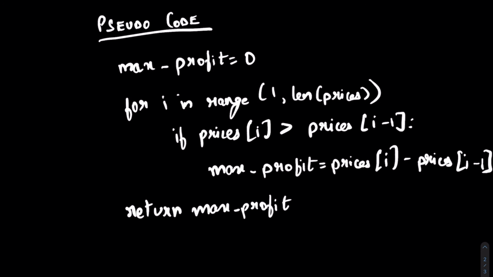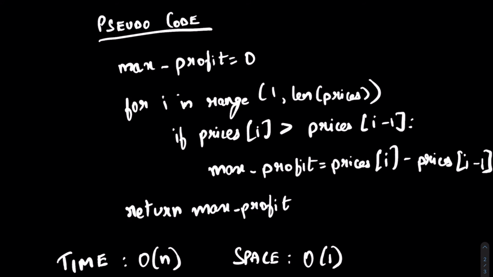This looks like a nice and straightforward solution. Let's have a look at the space and time complexity. We're just iterating over the list of prices once, so our time complexity would be big O of n, with n being the number of days. We're not using any extra variables other than max profit, so our space complexity is big O of 1 or constant space. Let's jump to Leetcode and code the solution out.